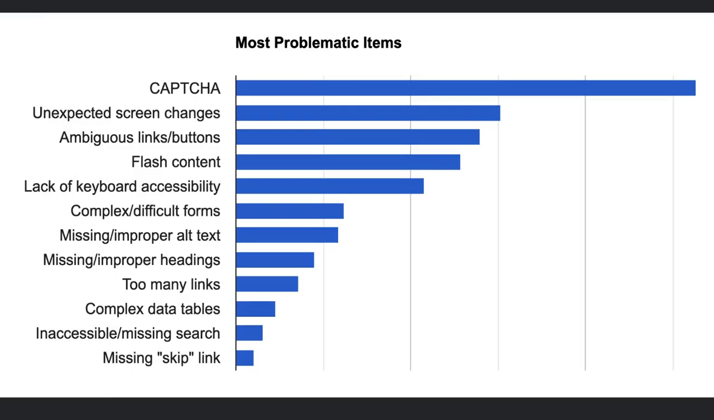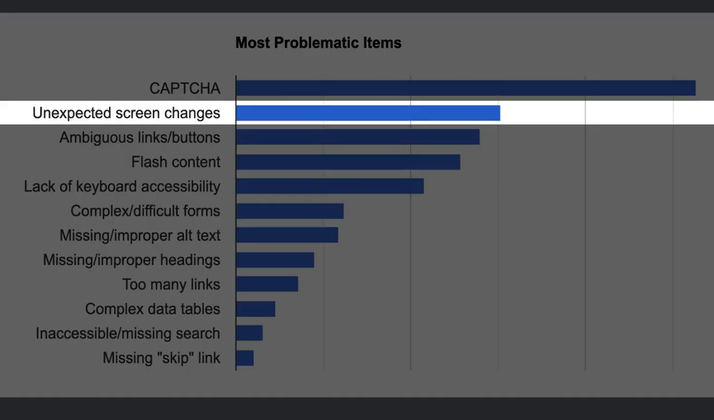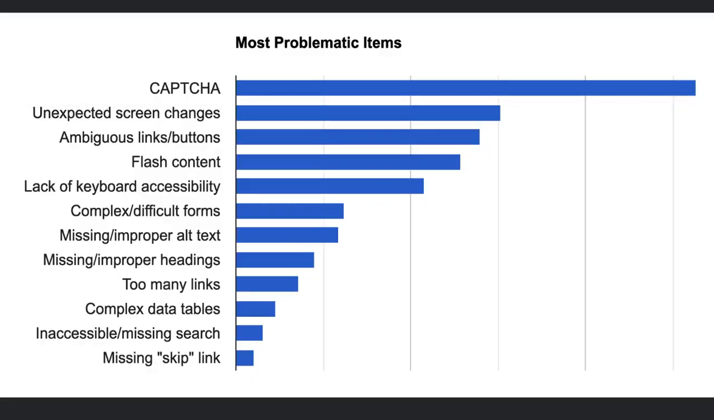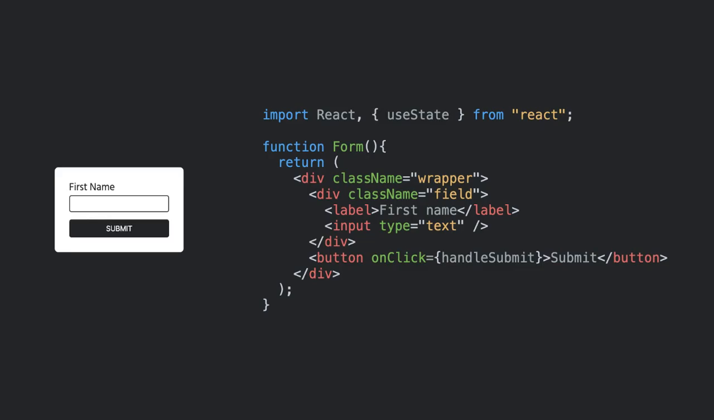There's an organization called WebAIM, and they did a survey of people who use screen readers and other assistive technologies. The second most complained about thing was unexpected screen changes. That was the second hardest thing for people to deal with outside of CAPTCHAs, which could be an entire talk on its own, why CAPTCHAs are terrible for accessibility. So basically what we want to do is make sure anytime we're updating the DOM with information that the user needs to know about, that we signal that to a screen reader.